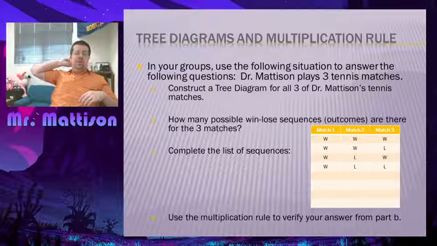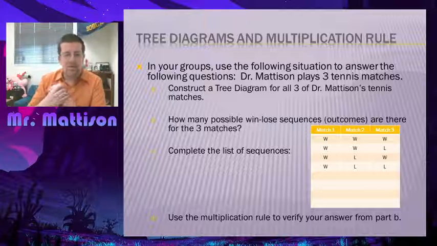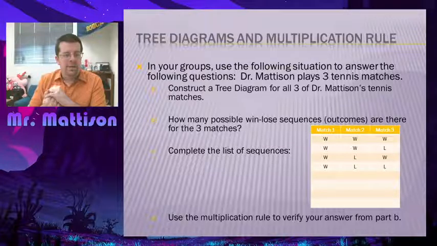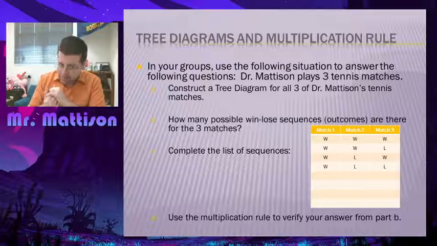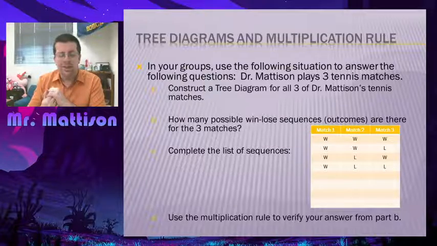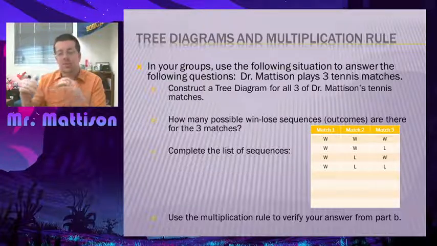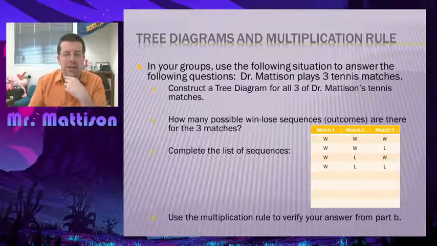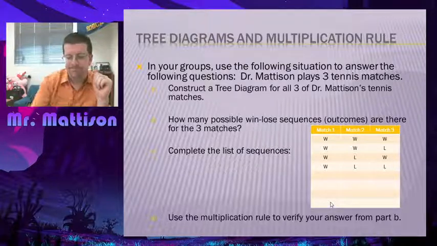Okay. So let's say that I am playing 3 tennis matches. The outcomes of those are either win or loss. So we could first draw a tree diagram of all of those options. It'll look very similar to the one we just looked at. Then once you have that, fill out this table here, and then go ahead and come back.